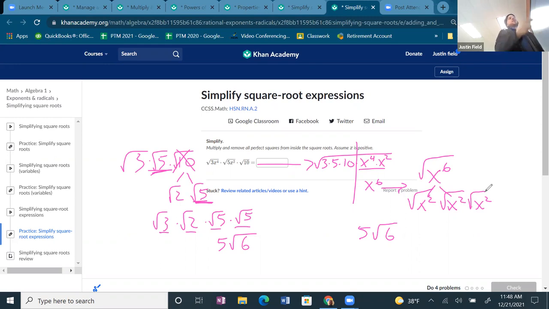All right. Now let's take the square roots. Square root of x squared is x. And then 3 x's makes x to the 3rd. And it's on the outside of the parentheses, so it's going to be 5x to the 3rd root 6.